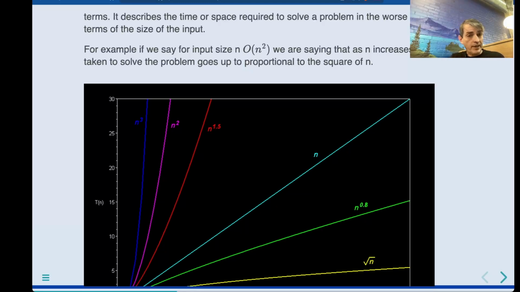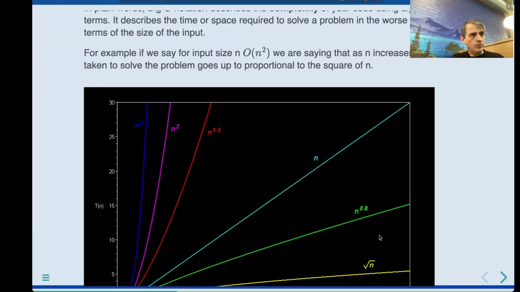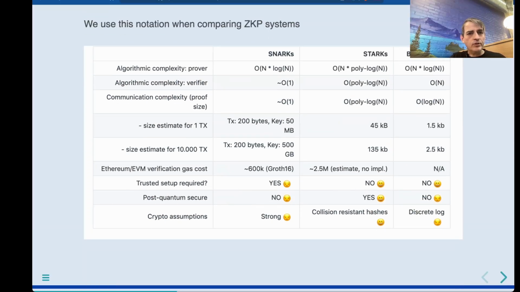N squared is not bad. Obviously, if we have something like root n, that's even better. But these are seen as reasonable. If you start to get, say, 2 to the n, then that's much worse. That's going to take much longer. But we use this notation very widely. And I've got an example here.